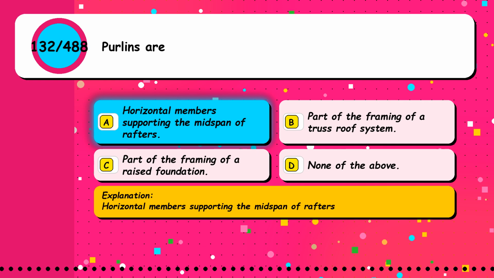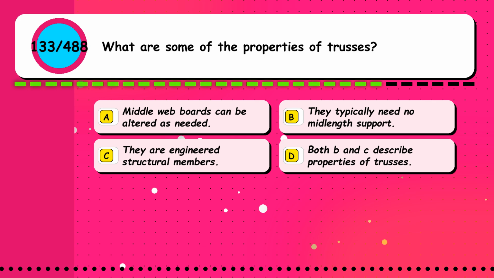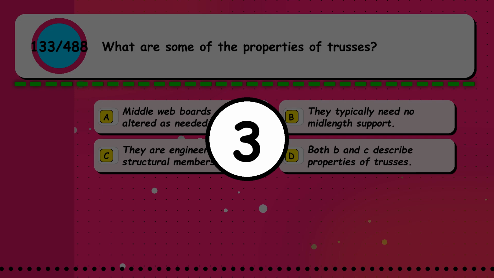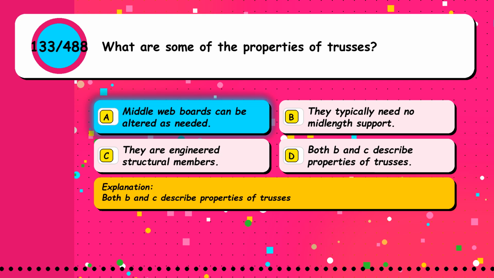Question 133. What are some of the properties of trusses? Option A. Middle web boards can be altered as needed. Option B. They typically need no mid-length support. Option C. They are engineered structural members. Option D. Both B and C describe properties of trusses. The correct answer is option A. Middle web boards can be altered as needed. Both B and C describe properties of trusses.